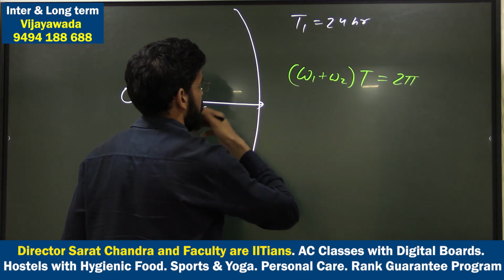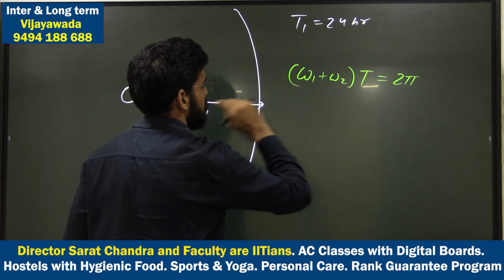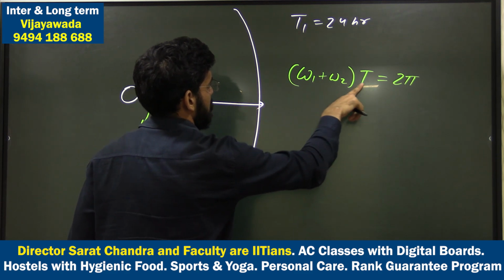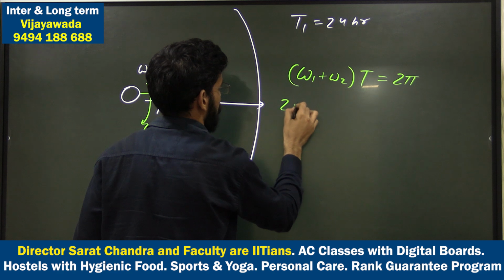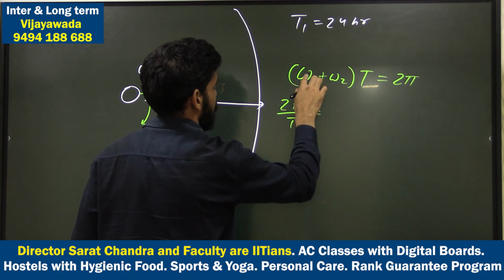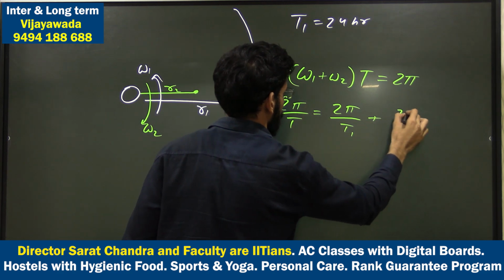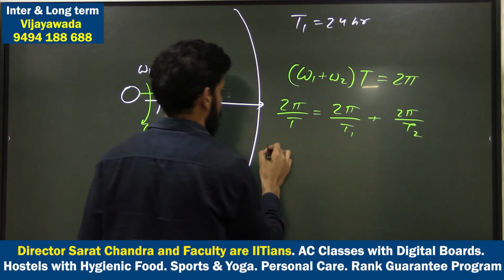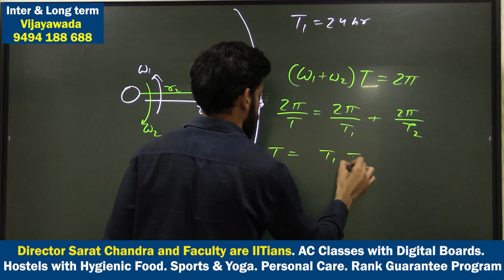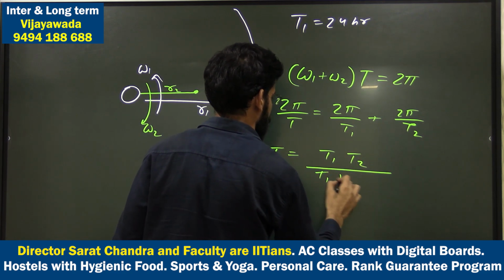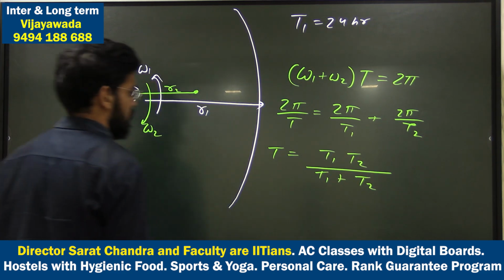So let's put the omega 1 and omega 2. So what you do is send this time period that side. So you can say 2 pi by time period is equal to omega 1, which is 2 pi by T1, plus this is 2 pi by T2, okay. T I want to get, T is what? T1 T2 by T1 plus T2, fine, okay.